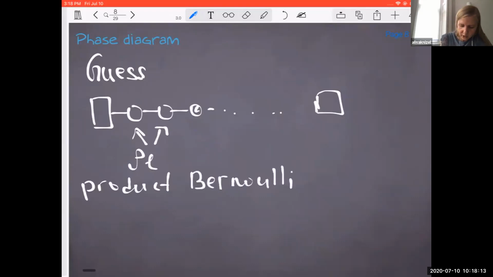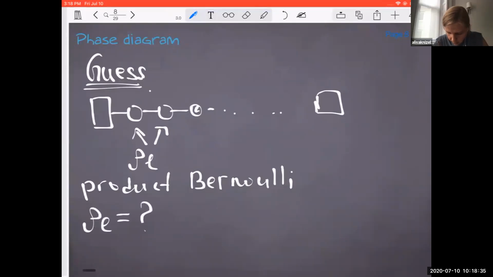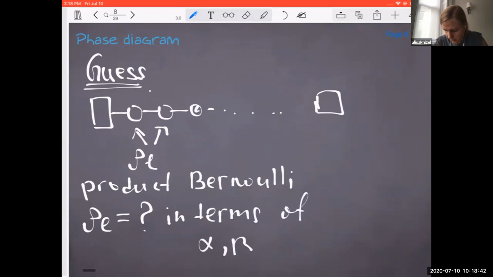So again, this is just a guess. Okay. So now suppose that this is the case. Now let me try to compute this density rho L. So the question: how to compute rho L in terms of the parameters of the system, in terms of alpha, beta, gamma, delta.